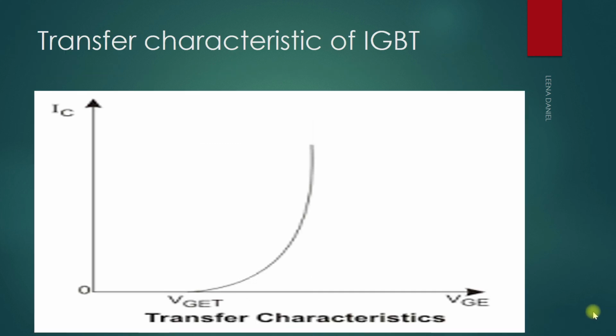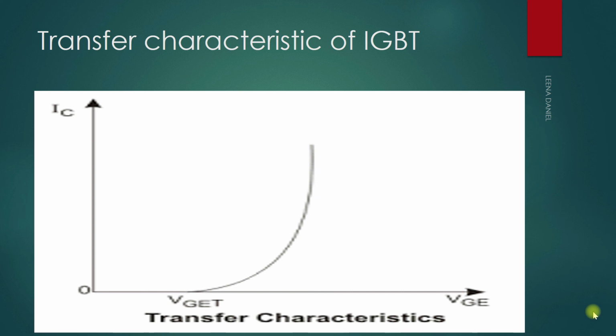This is the transfer characteristic, which is also similar to the MOSFET. Here VGE shows the threshold voltage of gate to emitter voltage. After this voltage, the current gets started. So as we increase the gate voltage of the IGBT, the deeper the channel we can make beneath the gate, so that the current can flow and the IGBT can turn on.